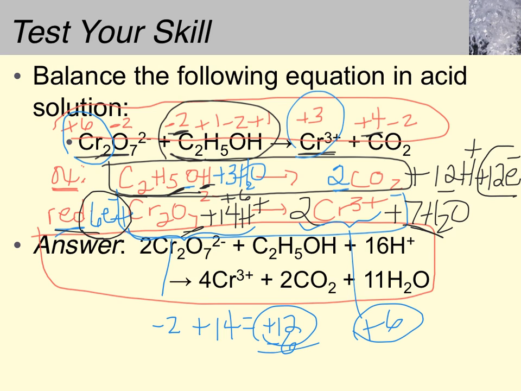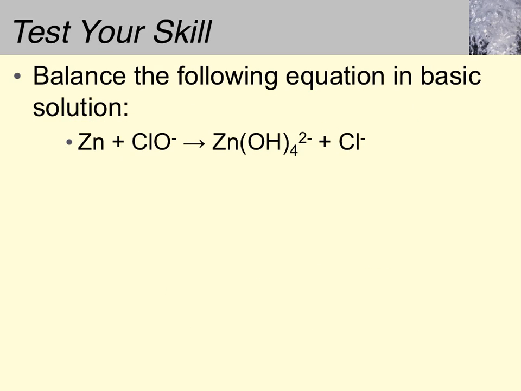except the number of electrons in the 2 half reactions is different. I have added 6 electrons in the reduction half reaction and 12 on the oxidation. So I need to make those electrons equal, and I'm going to do that by multiplying the reduction half reaction by 2. If you go through that and add those 2 half reactions together, this is what you get for your final balanced reaction. Here's a final problem for you to practice.